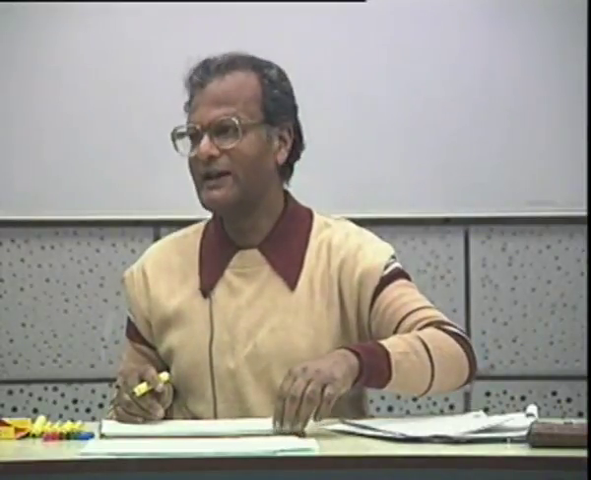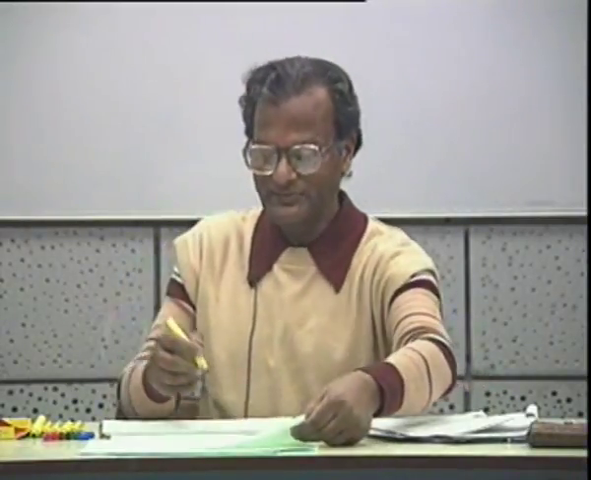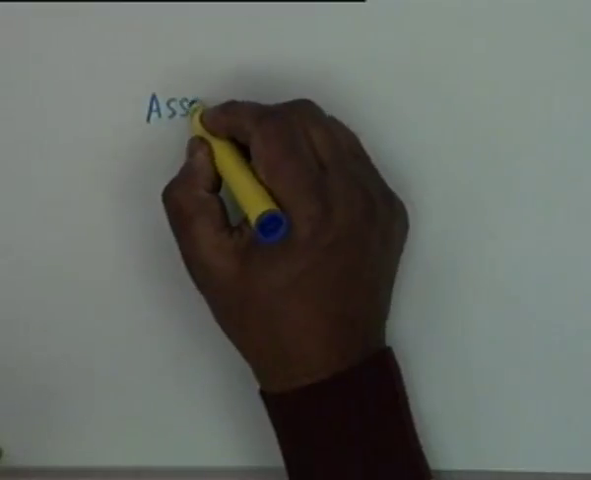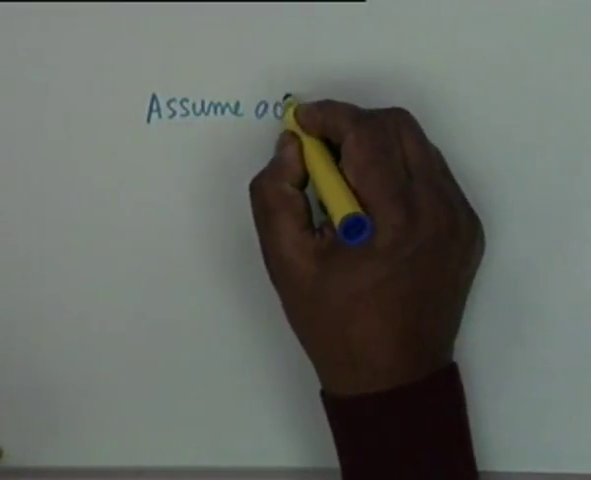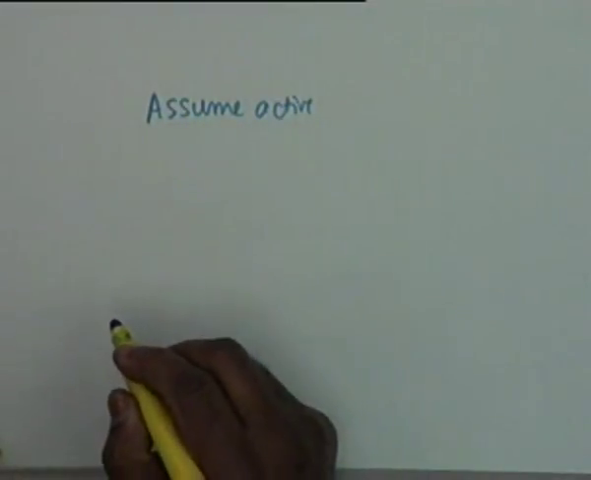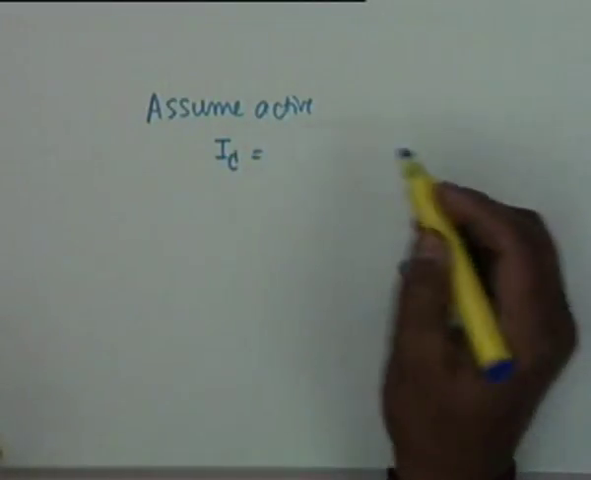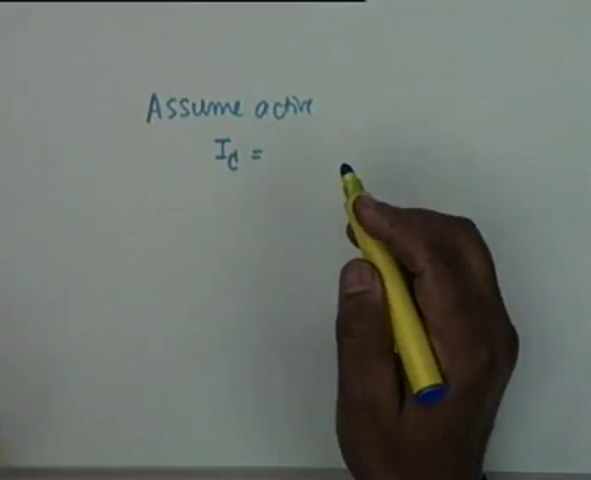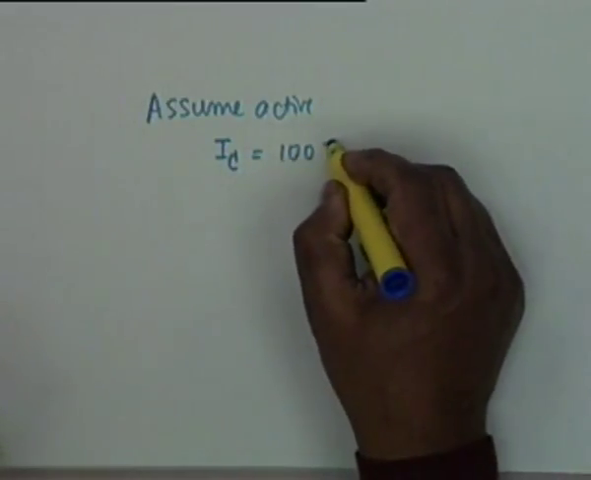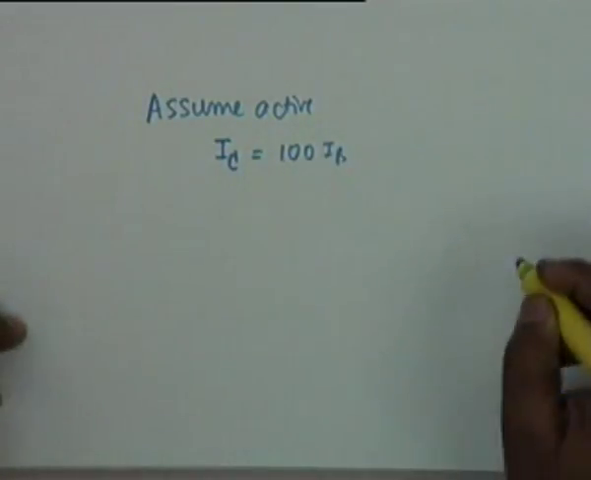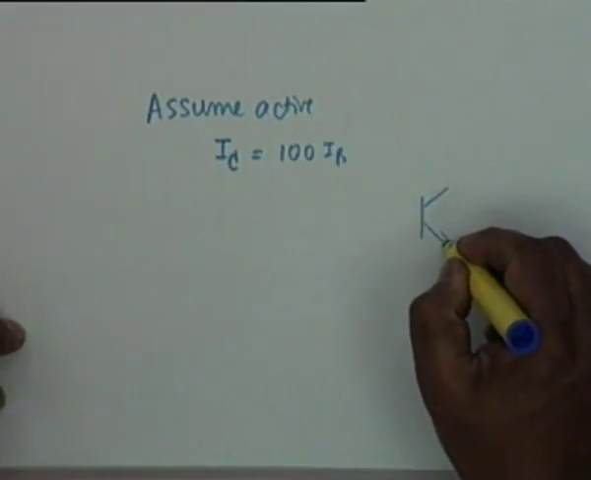Let's assume that it is active. Then in the active region, I sub C would be equal to beta times I sub B, that is 100 I sub B. Let me draw the circuit.